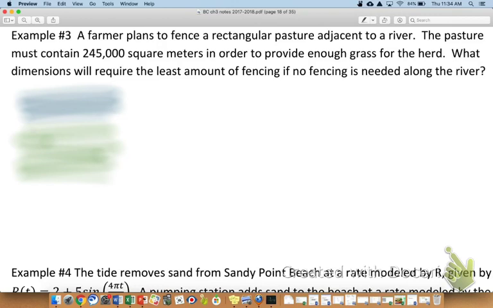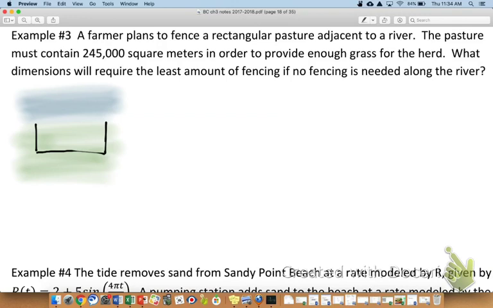And then it says that there's no fencing needed along the river. So if I was going to draw this, I would say that my fence would go from here to here, then from here to here, and then right there. And I don't need that fence up against the river. So there's only 3 sides to this because, I don't know, apparently these cows don't want to walk in the water. Or they can't swim or something.